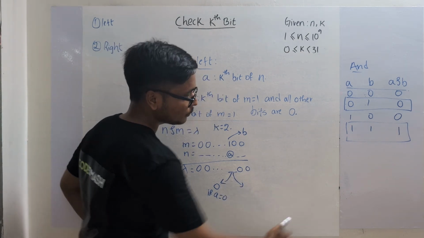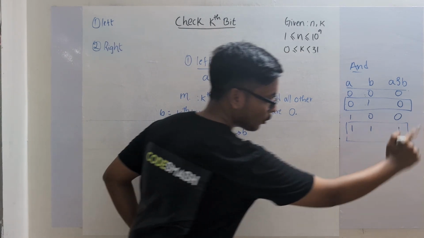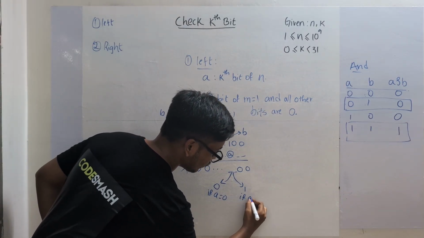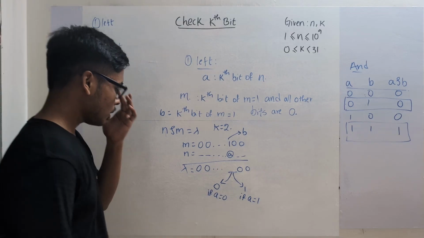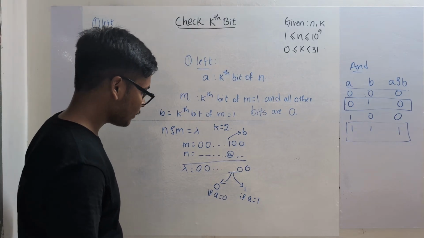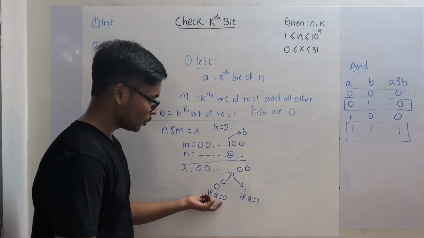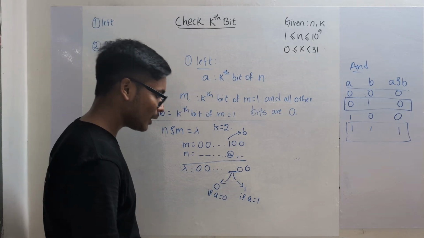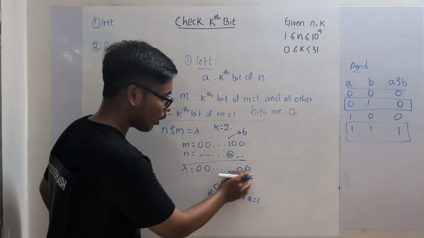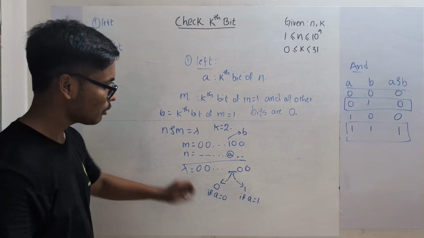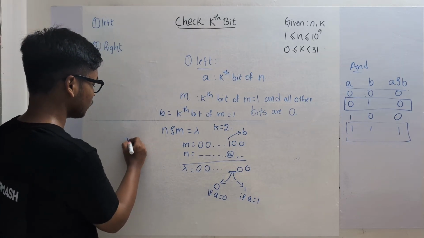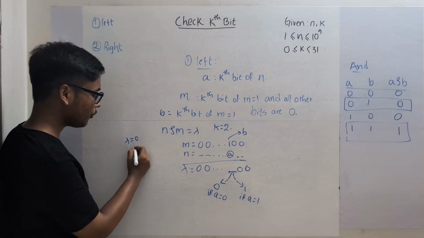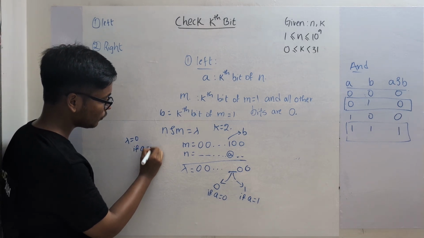If a is 1, then the kth bit of lambda will also be 1. So if you look closely, if a equals 0, that means the value at the kth bit of lambda is also 0. So all the bits will be 0 if a equals 0. Then lambda will be 0. So we can tell that lambda is 0 if a is 0.